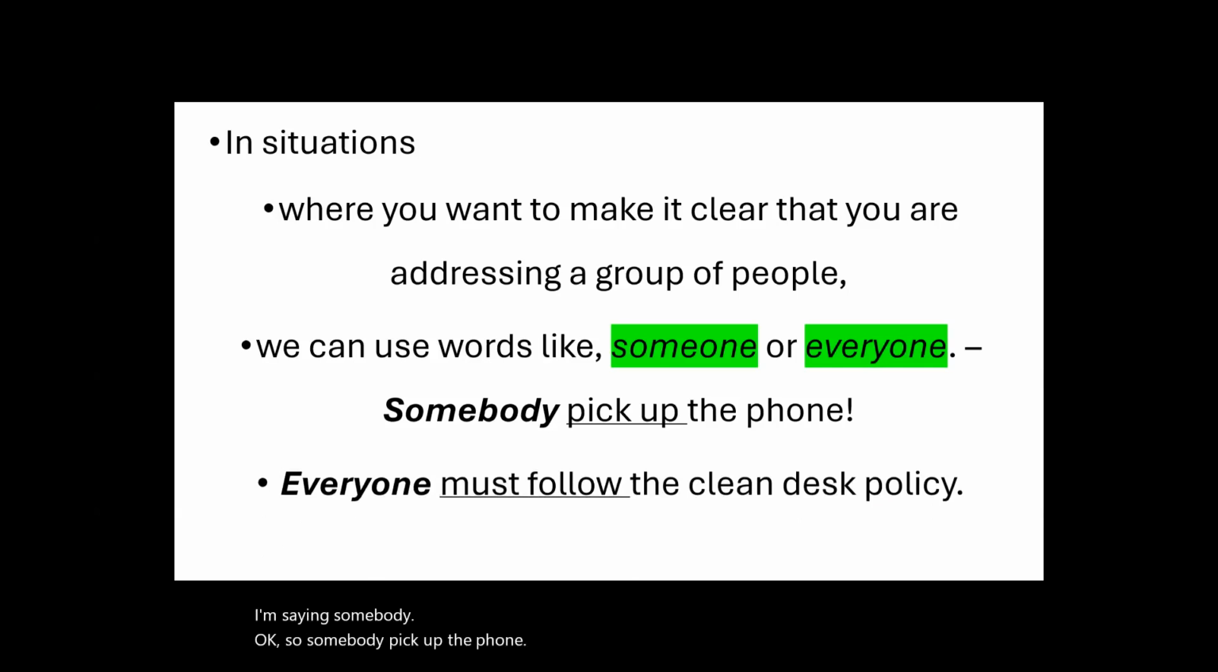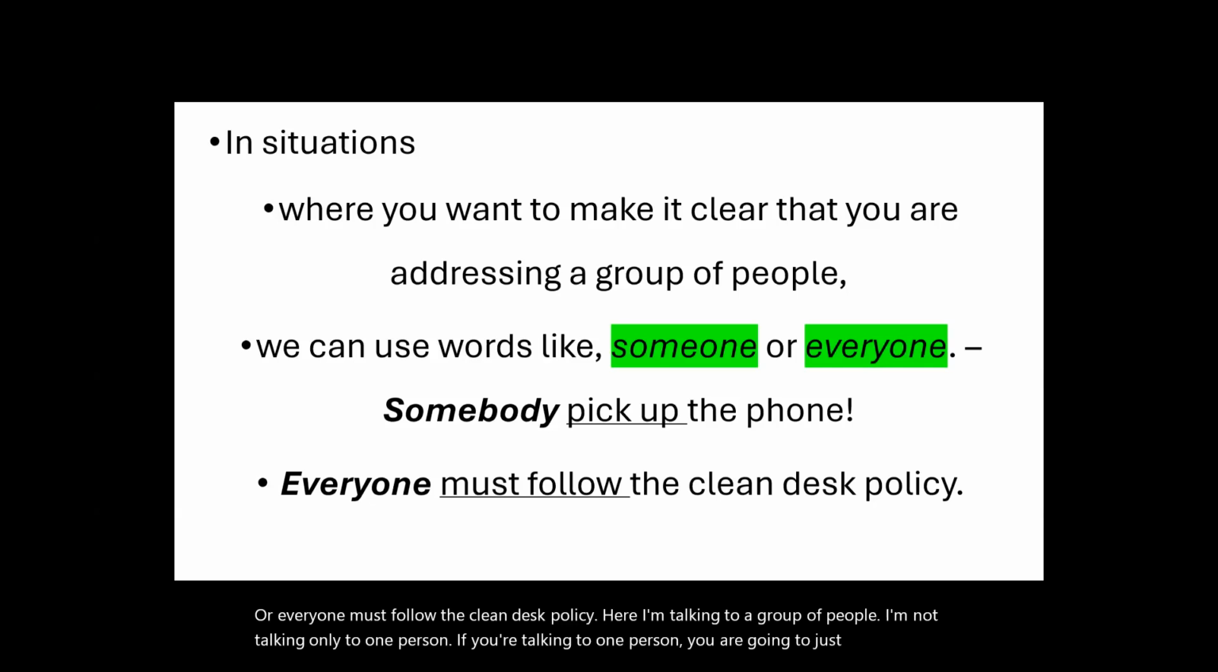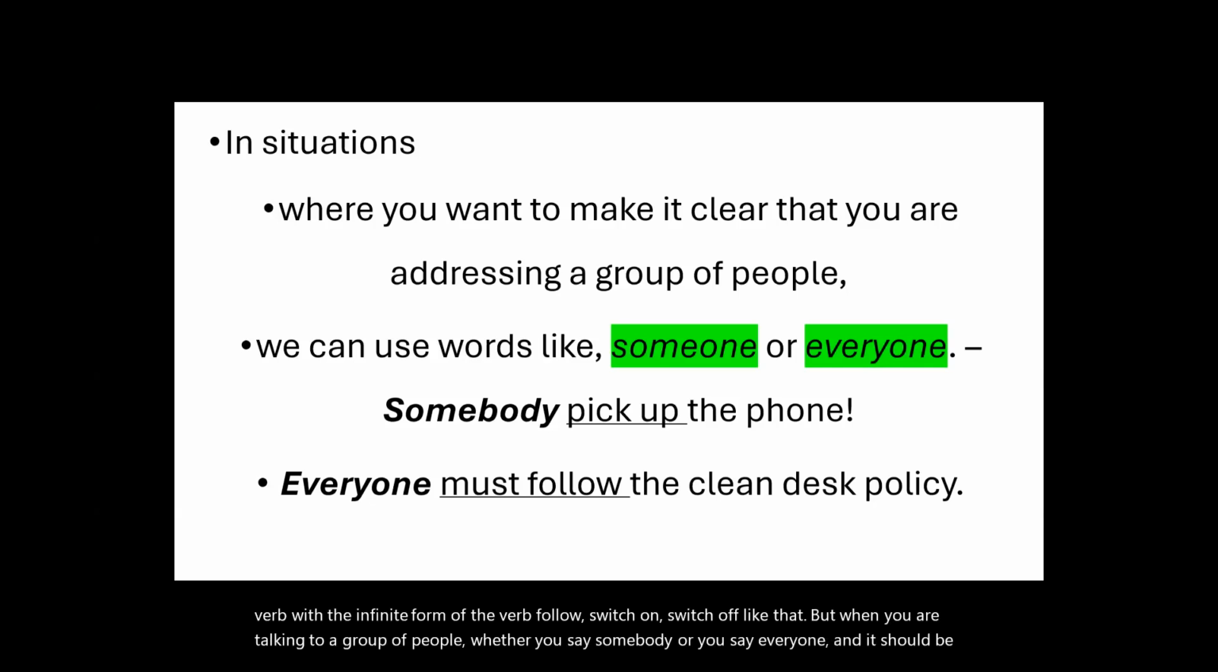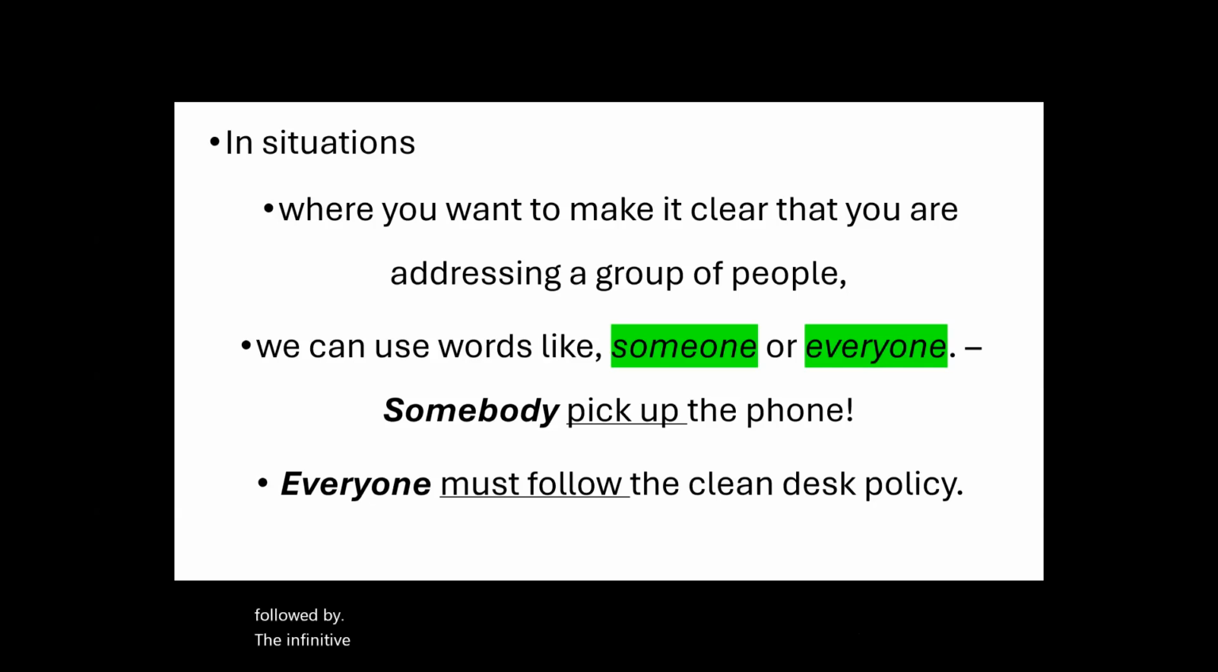or everyone must follow the clean desk policy. Here I'm talking to a group of people. I'm not talking only to one person. If you are talking to one person, you are going to just start with the verb, with the infinitive form of the verb: follow, switch on, switch off, like that. But when you are talking to a group of people, whether you say somebody or you say everyone, it should be followed by the infinitive form of the verb. Okay?